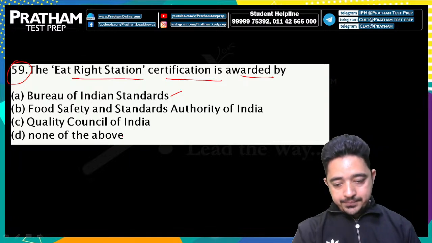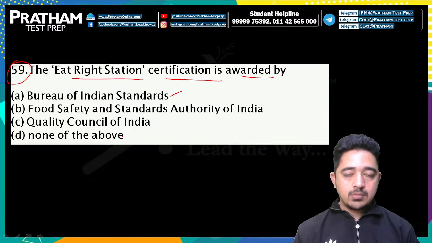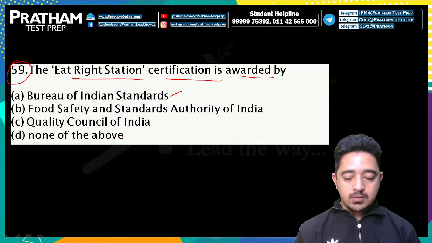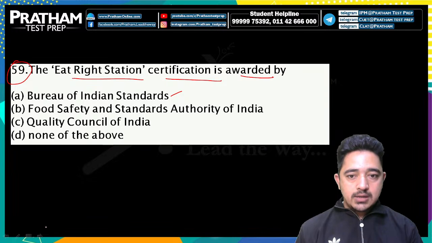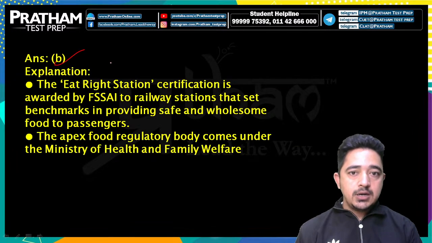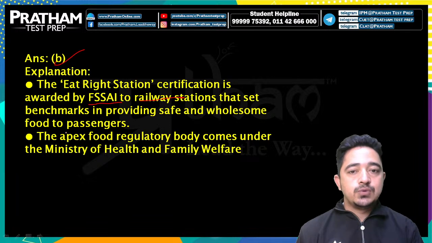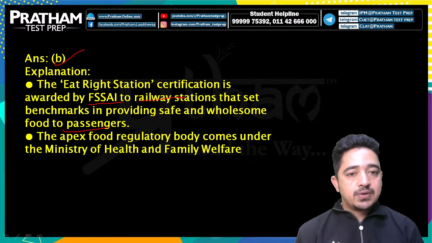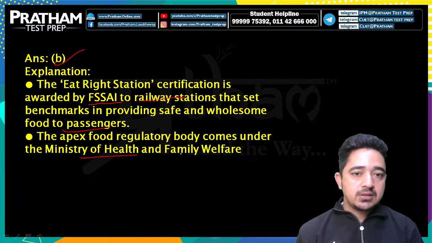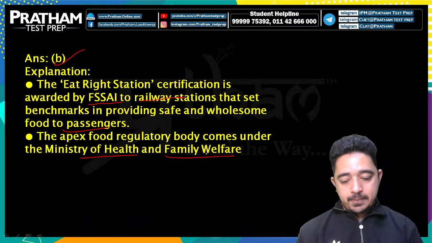Option A. So the answer would be here, option B. The E-Tried Station certification awarded by FSSAI to railway stations that set benchmarks in providing safe and wholesome food to passengers. An apex food regulatory body comes under the Ministry of Health and Family Welfare.